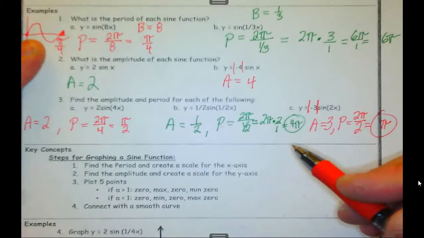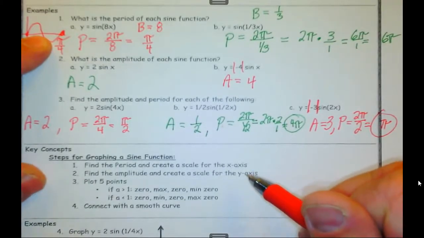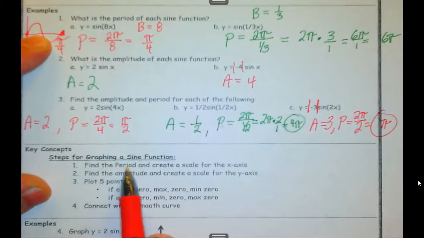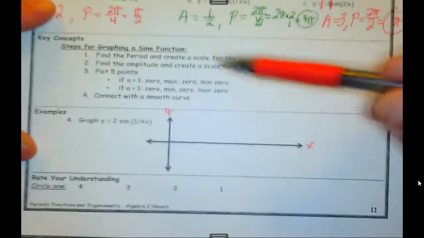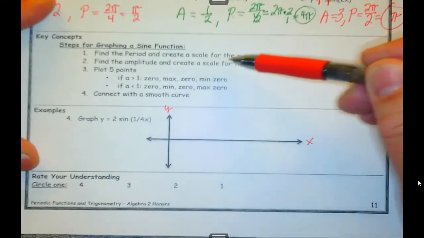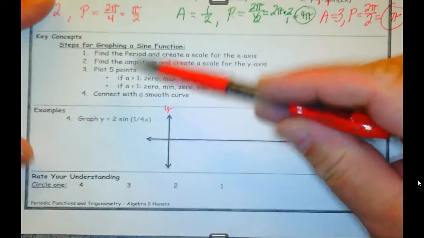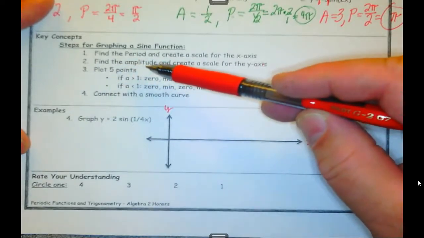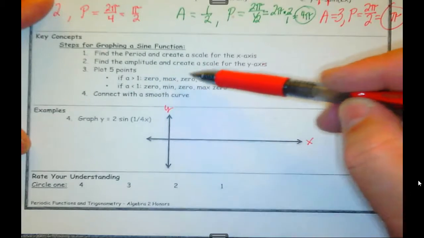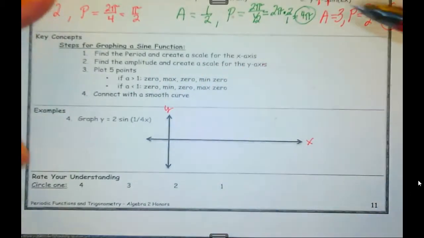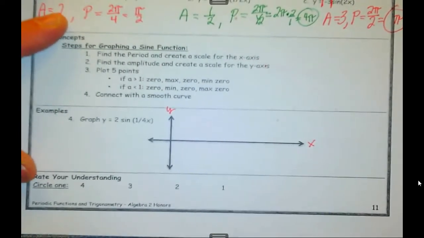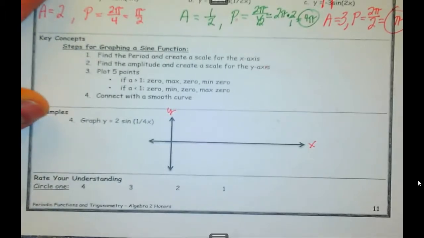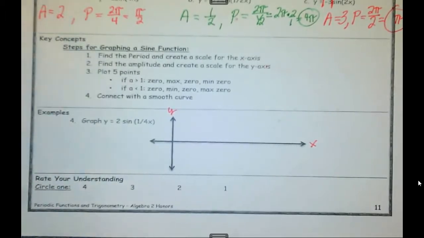Alright, so this is how we're going to graph a sine function. Number one, we're going to find the period and create a scale for the x-axis. Again, this is my x-axis. This is my y-axis. Step two, we're going to find the amplitude and create a scale for the y-axis. Step three, we're going to plot 5 points, and then we're going to connect it with a smooth curve. We're not going to use V's. We're going to use smooth curves.